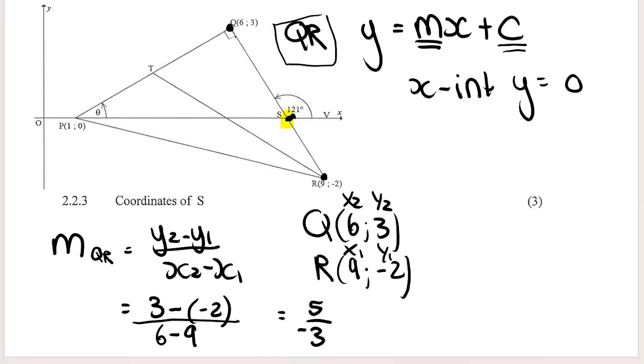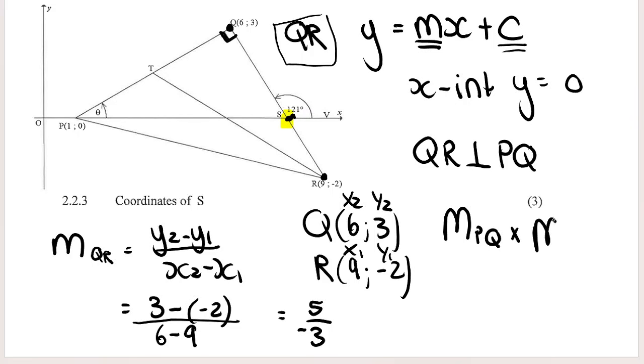We know that this is a 90-degree angle, and that means that QR is perpendicular to line PQ. And what do you know about the gradients of perpendicular lines? That means the gradient of line PQ multiplied by the gradient of QR would be -1. And we know the gradient of PQ. We found it in, I think it was the second question. Let's just go and have a look.